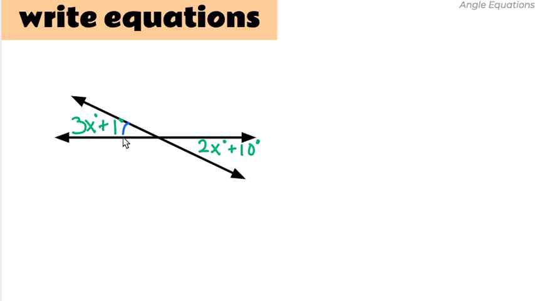But if we look here, this angle and this angle are vertical angles. They're across from each other. So if they're across from each other, guess what that means? That they're equal. So for an equation, I could say 3x plus 1 equals 2x plus 10. Because my two angles should equal each other, I can set my measurements equal to each other. Those should be degree symbols.